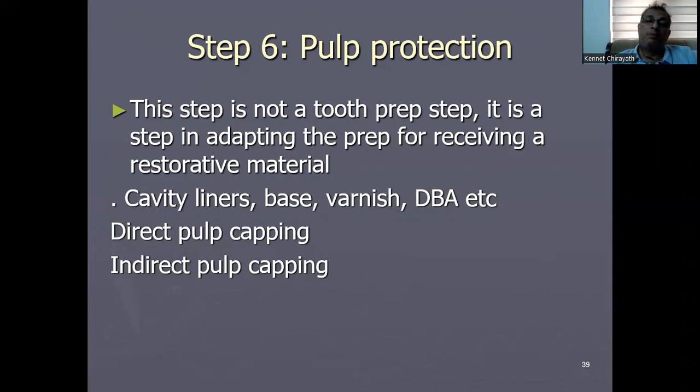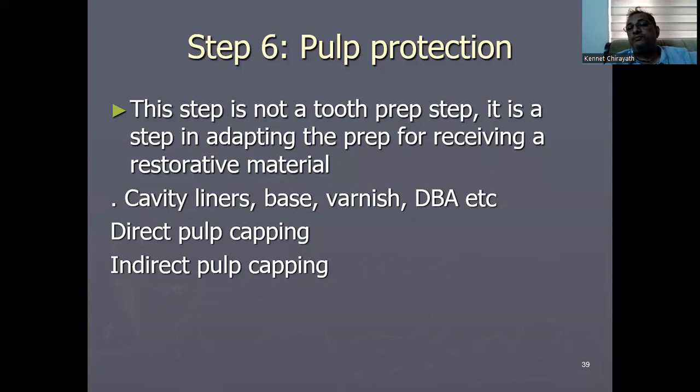Now comes direct pulp capping. Direct pulp capping is usually done when there is accidental pulpal exposure during the cavity preparation. If the exposure is less than 0.5 millimeter, we will give direct pulp capping. We place calcium hydroxide directly over the pulp. This will help in the formation of secondary dentine, usually after 6 to 8 weeks. This way we help to maintain the vitality of the pulp.